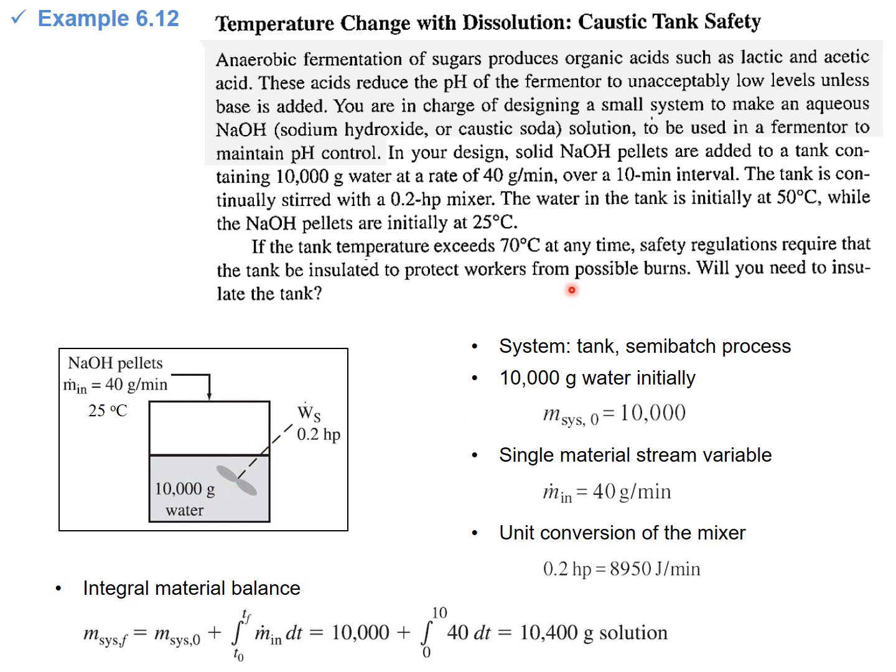Let me get back to the statement again. At a rate of 40 gram per minute over a 10-minute interval. So for 10 minutes, you will introduce sodium hydroxide pellets into water with complete mixing. The water in the tank is initially at 50 degrees Celsius, while the sodium hydroxide pellets are initially at 25 degrees Celsius.